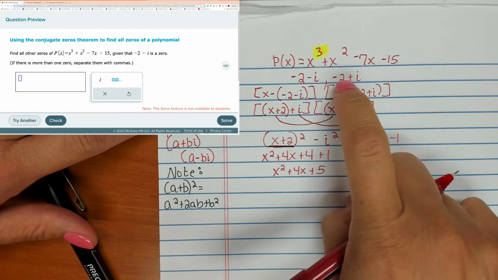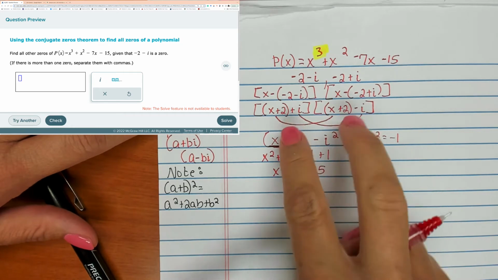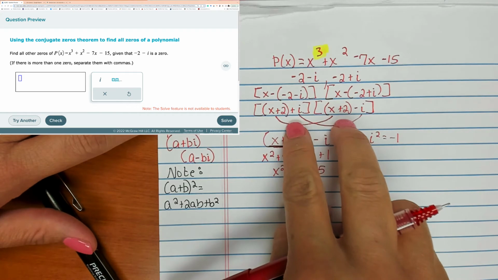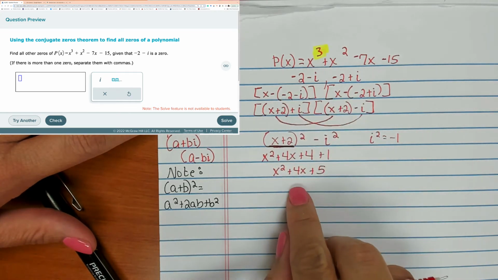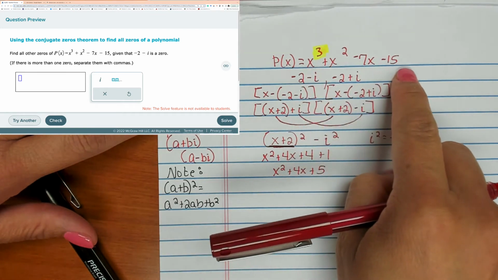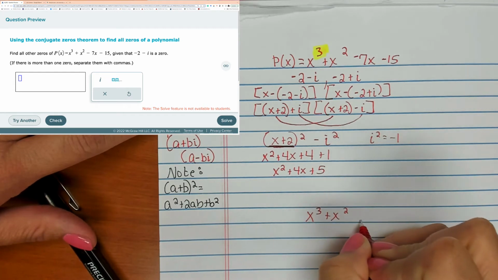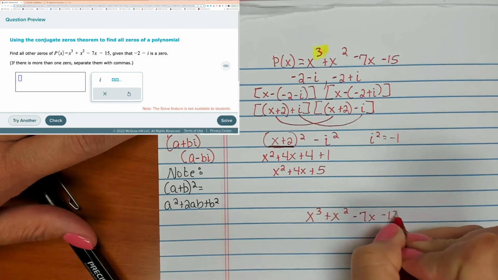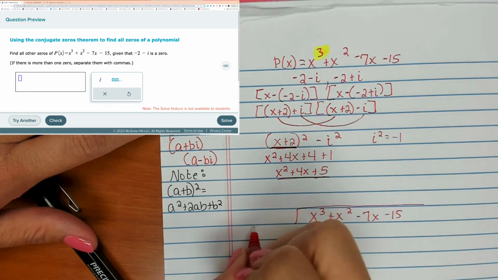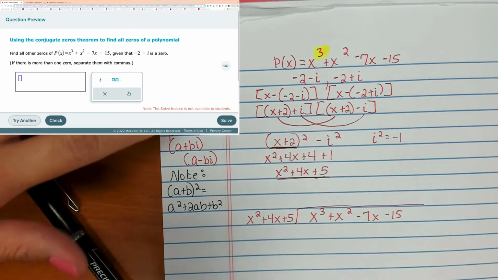What I did is I multiplied those two roots together, right? I multiplied these factors to get a new polynomial. This is just this written in a different form, right? I don't have the imaginary parts. But what I'm going to do is take this x cubed plus x squared minus 7x minus 15, and divide it by this factor that I found, this x squared plus 4x plus 5.